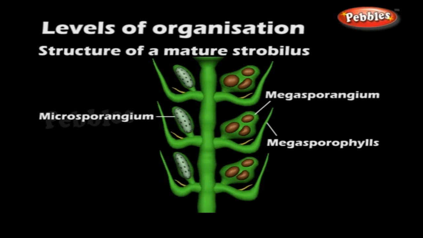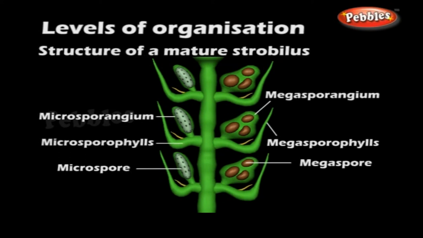There are two types of spores: microspores, each one of which forms an antheridium, male reproductive organ, in it, and megaspores, each one of which produces an archegonium, female reproductive organ, in it. The sporangia producing only microspores are called microsporangia, and those producing megaspores are called megasporangia. Accordingly, the sporophylls bearing microsporangia are called microsporophylls, and those bearing megasporangia are called megasporophylls. The cone may be formed of either microsporophylls or megasporophylls, or both, according to the species.